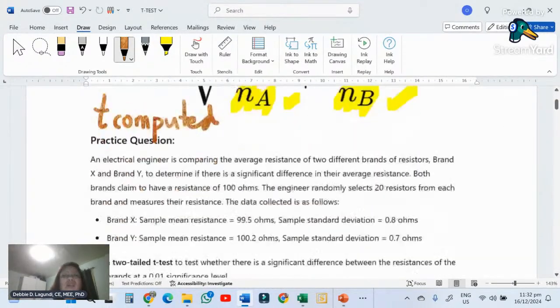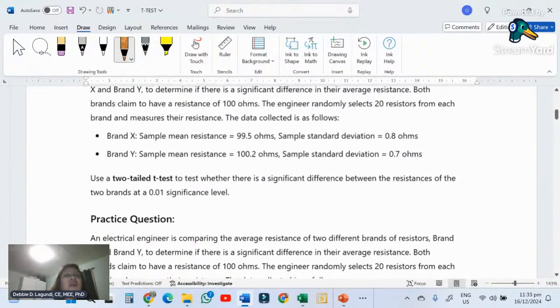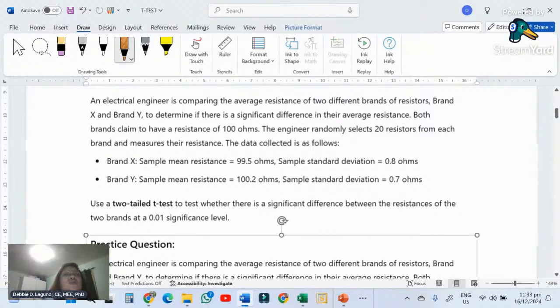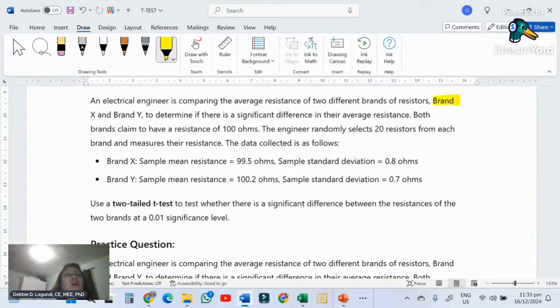Okay, so let's take this one in here. There are two resistors. Electrical engineers are comparing the average resistance of two different brands of resistors. Brand X is one of the resistors to be compared, and brand Y is the other.